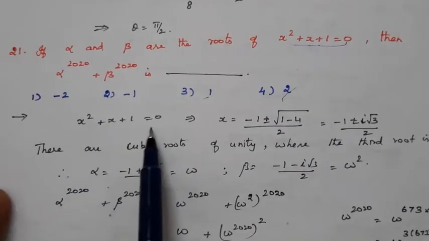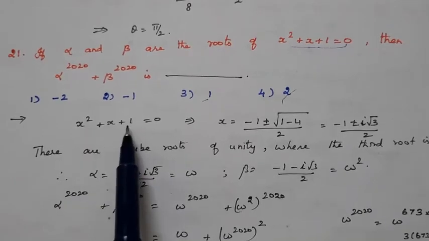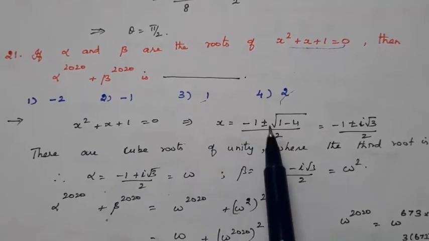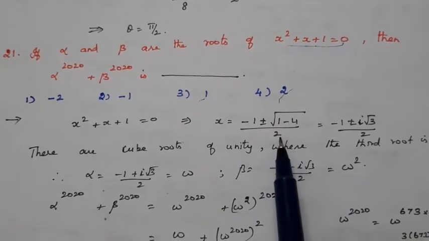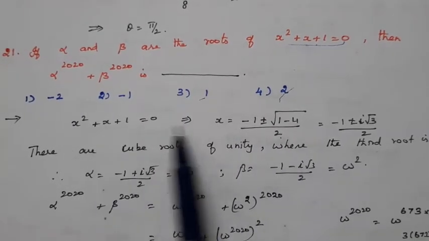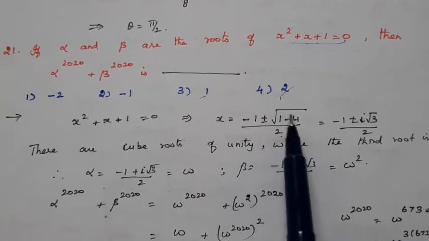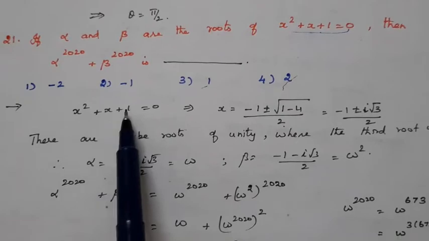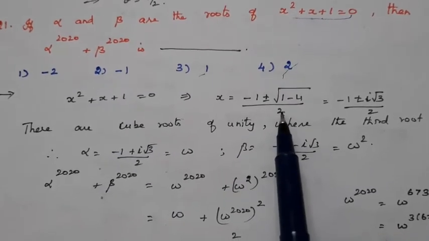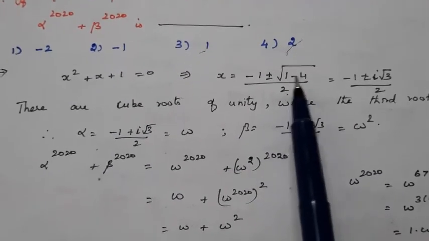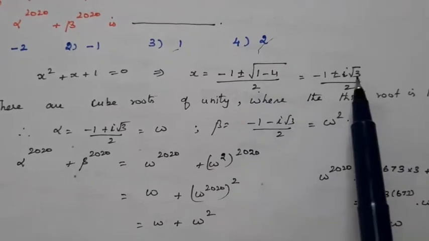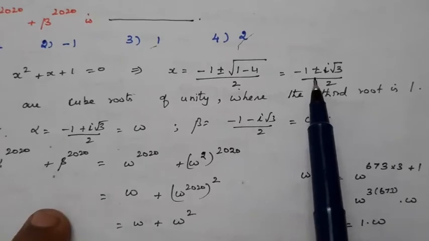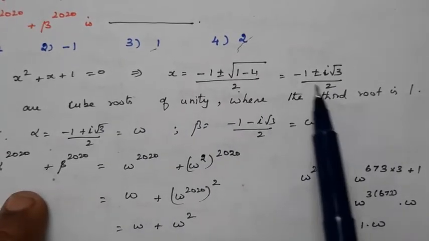X squared plus x plus 1 is equal to 0 means this quadratic equation cannot be factorized. So you have to apply the formula minus b plus or minus root of b squared minus 4ac by 2a. So b is 1, so minus 1 plus or minus root of 1 minus 4 into a, which is also 1, into c, which is also 1, divided by 2a, that is 2. And then root of 1 minus 4 is root of minus 3. Root of minus 3 we can write as i root 3, so minus 1 plus or minus i root 3 by 2. One root will be alpha and the other will be beta.